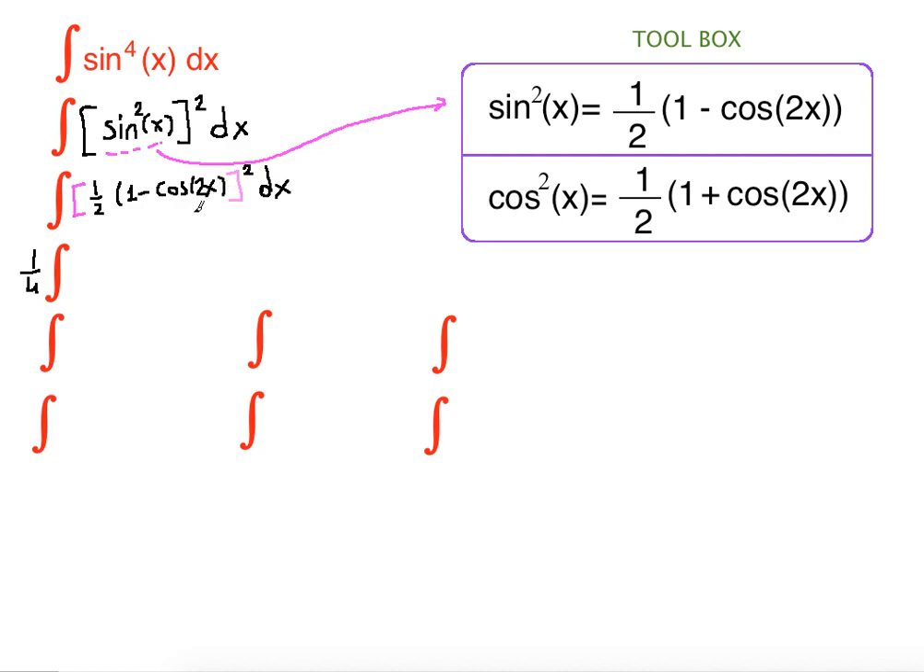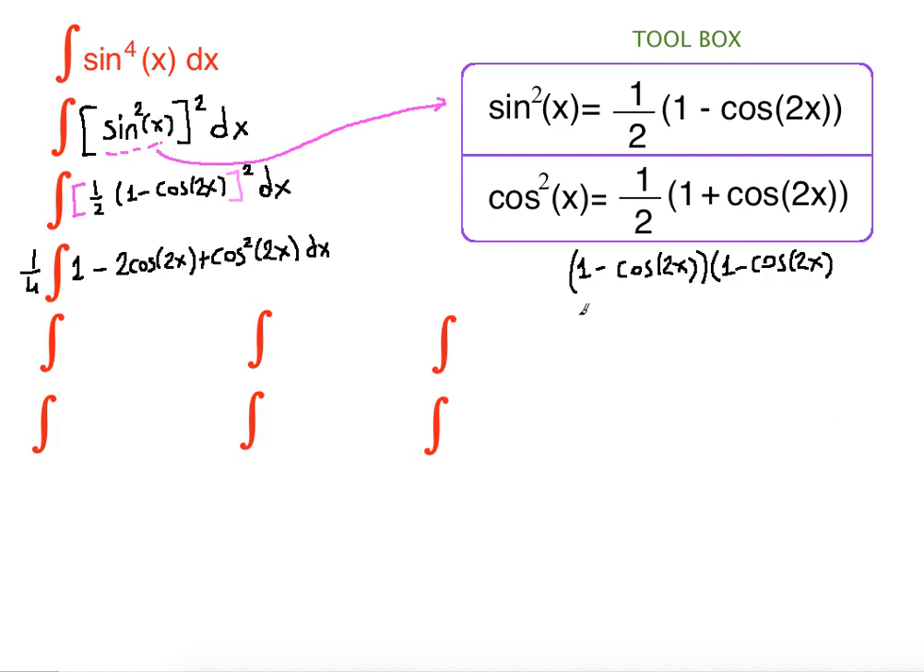1 minus cosine of 2x squared is 1 minus 2 times cosine of 2x plus cosine squared of 2x, dx. You can FOIL it here on the side if you wish, like 1 minus cosine of 2x times 1 minus cosine of 2x, or you can use the shortcut formula a minus b squared equals a squared minus 2 times a times b plus b squared. And our a term here in this binomial is 1, and our b term is cosine of 2x.